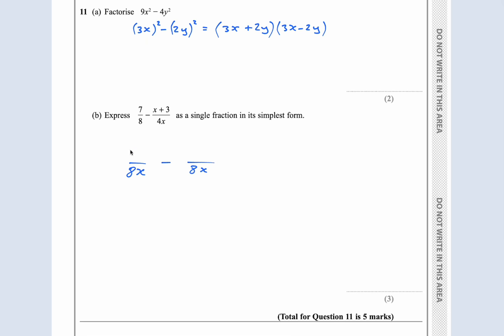Now, what did I do to 8 to get to 8x? I multiply by x, so I have to multiply the top by x. What did I do to 4x to get to 8x? I multiply by 2, so I have to multiply the top by 2, x plus 3. Now, because the denominators are the same, I can combine them. I just have one denominator, and this is 7x minus, be careful guys, it's minus 2 times x is minus 2x, and minus 2 times 3 is minus 6, and that gives us 5x minus 6 over 8x. And that's it.